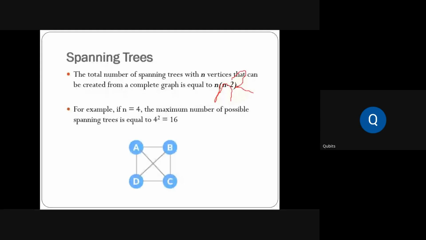Okay. So that is all about the formula. The formula is n raised to the power n minus 2. That's all.